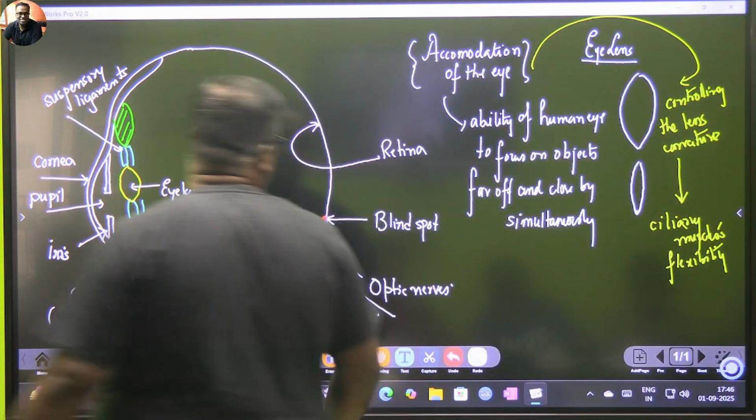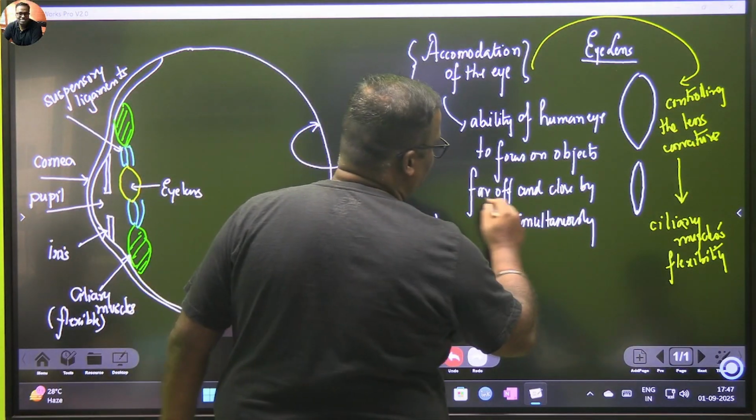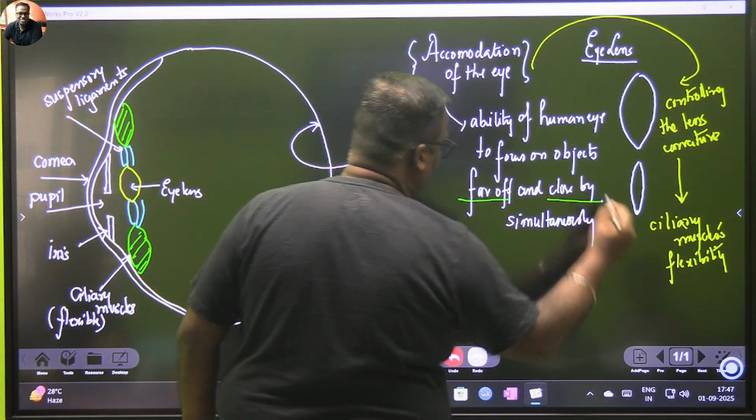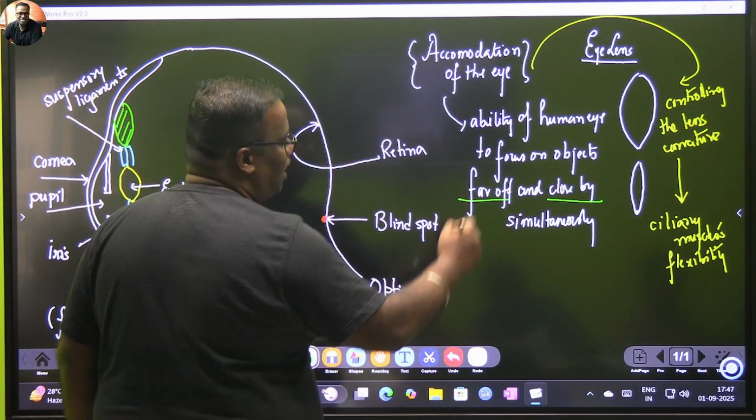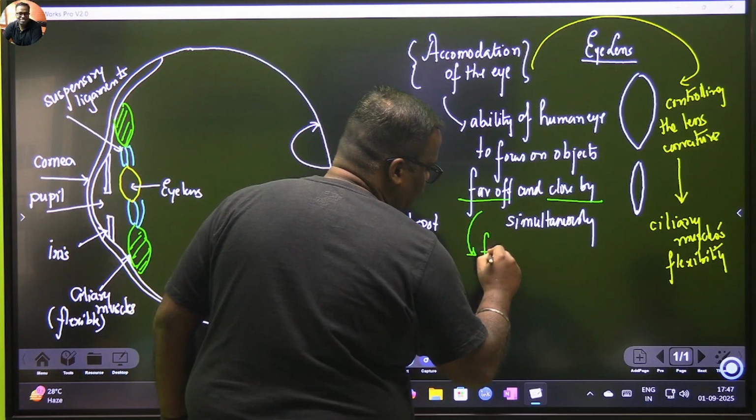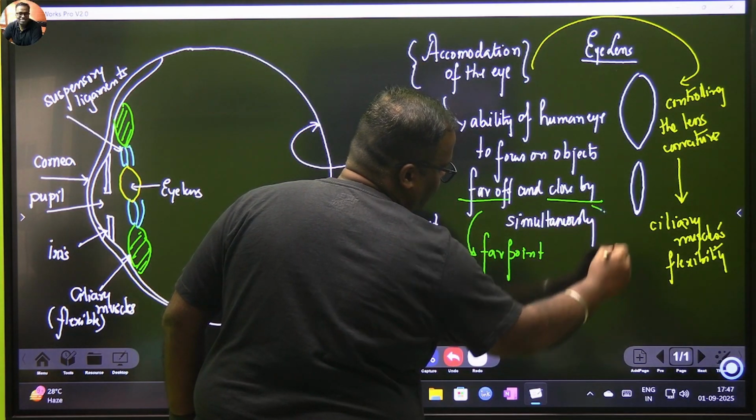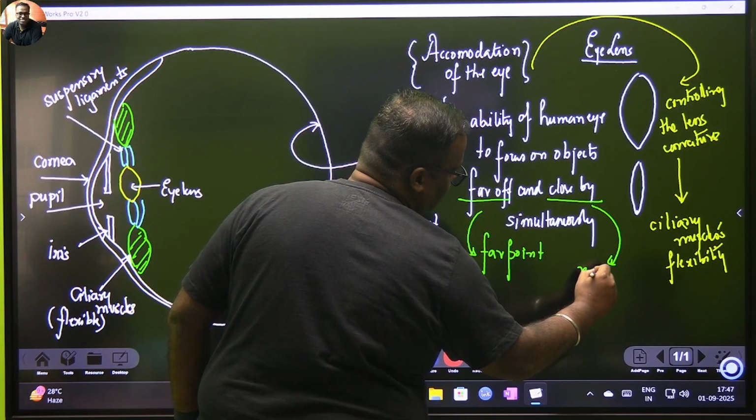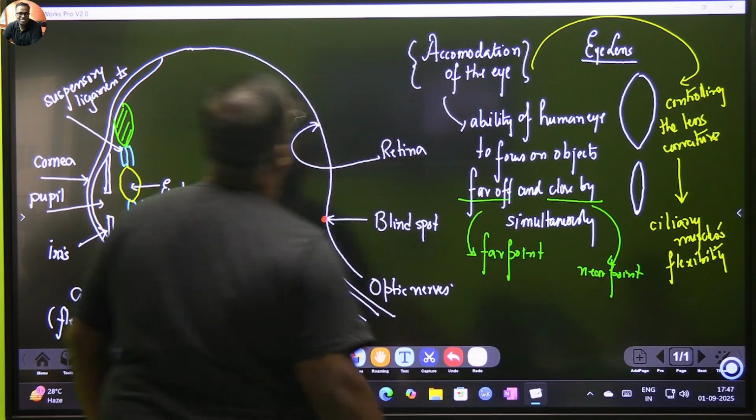Now another discussion comes up, that when you say far off and when you say close by, every human eye has something called the far point, and every human eye has something which is known as the near point. What is far point and what is near point?